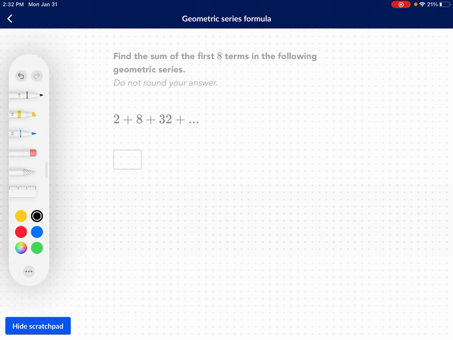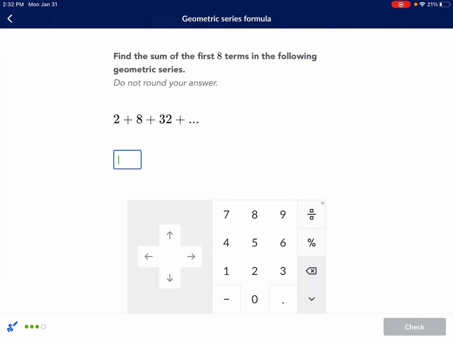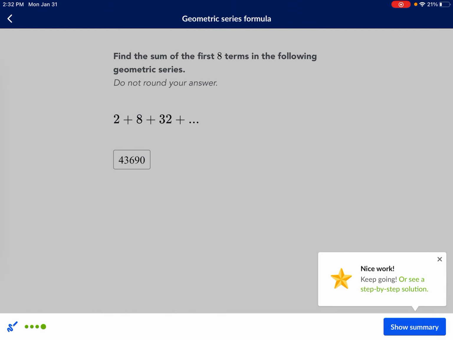Okay, same thing. Use the formula. First, the sum of the first 8 terms is the initial term, which is 2, 1 minus the common ratio, which looks to be 4, because 2 times 4 is 8. So 4, and then just 8 terms. So you put 8th power, and 1 minus the common ratio, which is 4. Put this all in the calculator. 1 minus 4 to the 8th. Divide that by -3. You get 43,690.